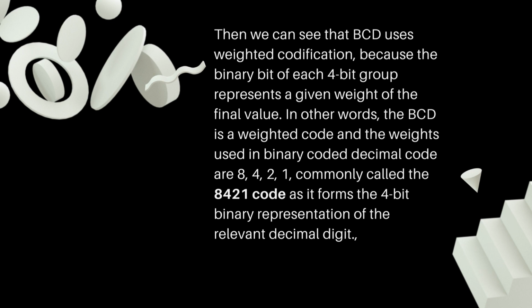Then we can see that BCD uses weighted codification, because the binary bit of each 4-bit group represents a given weight of the final value. In other words, the BCD is a weighted code and the weights used in binary coded decimal code are 8, 4, 2, 1. Commonly called the 8421 code as it forms the 4-bit binary representation of the relevant decimal digit.